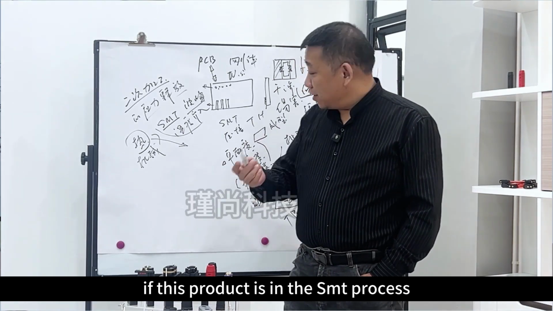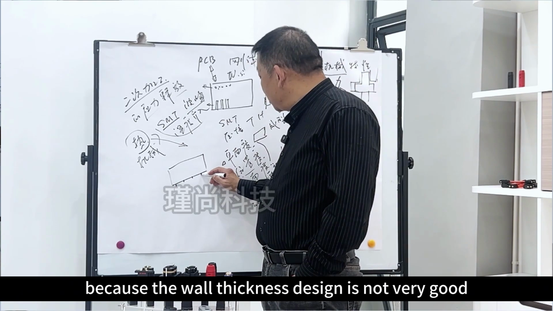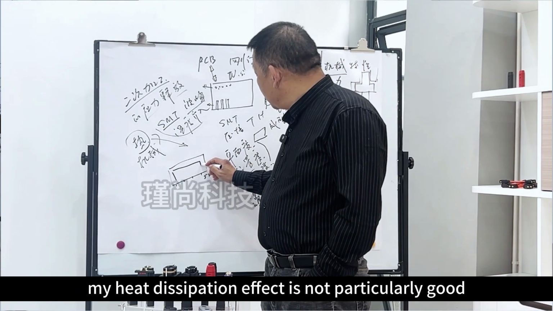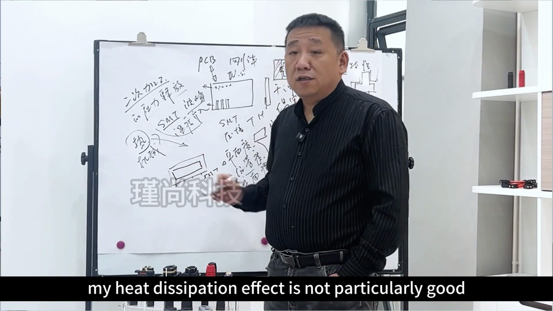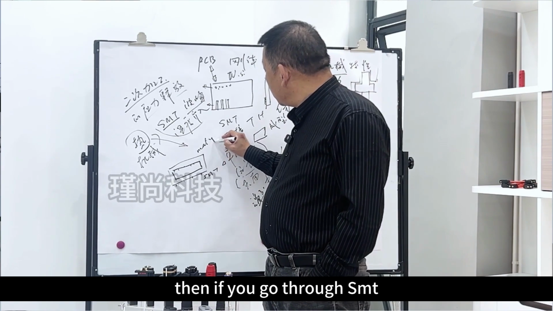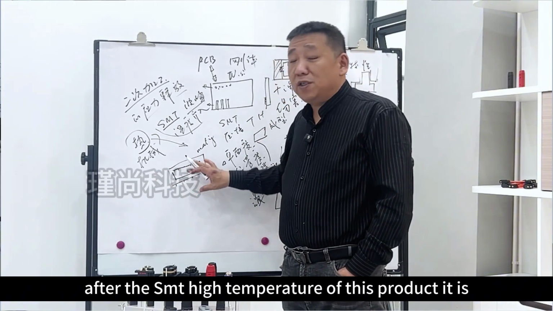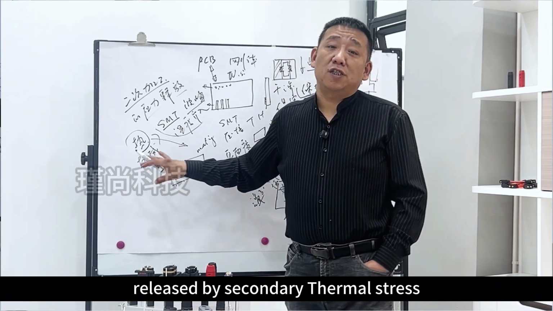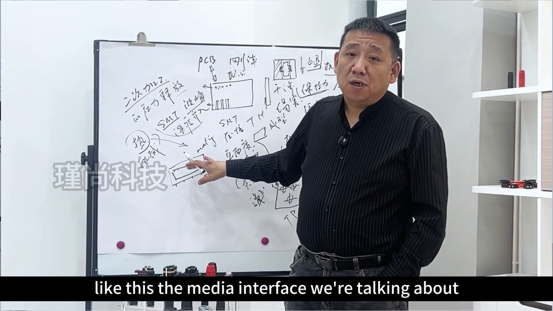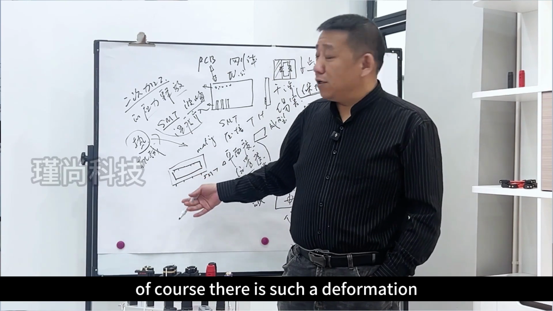If this product goes through the SMT process, and the wall thickness design is not very good, or the mold temperature during processing is too high so the heat dissipation is not particularly good, then when my product first came out, it still worked. But after SMT, I tell you, after the SMT high temperature, it is released by secondary thermal stress. There is a high probability that the mating interface will show a deformation like this. That's an exaggeration, of course. There is such a deformation.